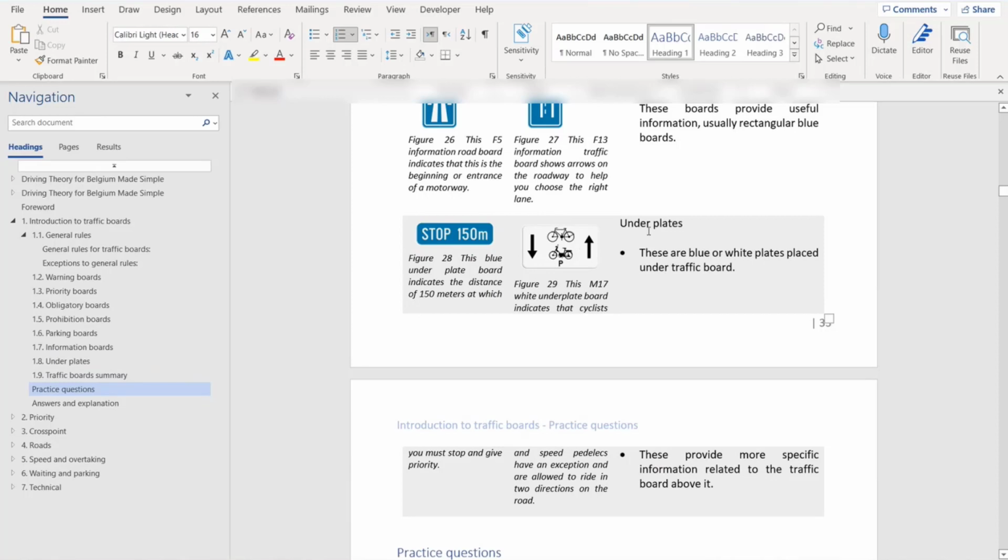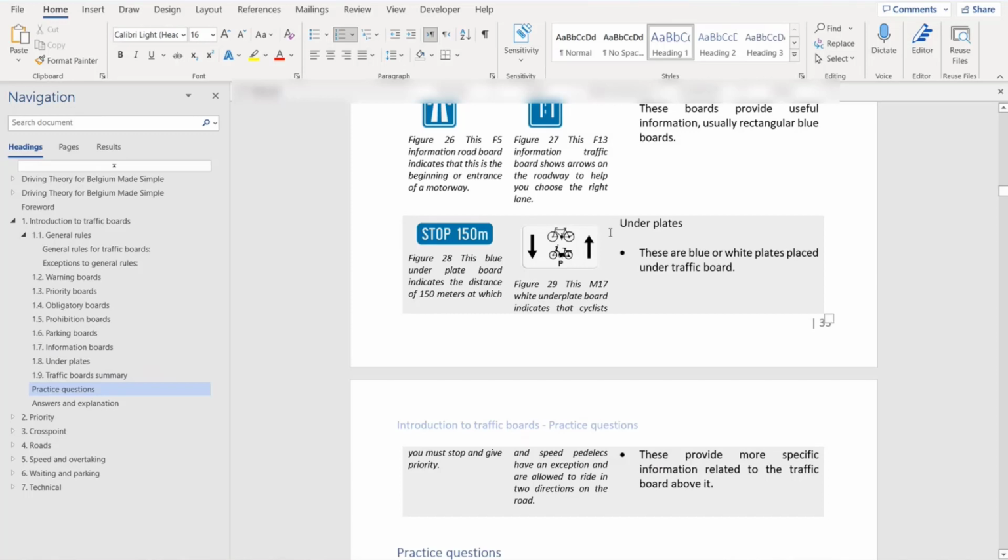Stop board, then next are underplates. These are blue or white plates placed under the traffic boards. These provide more specific information related to the traffic board above it. So here there is a stop underplate which says that at 150 meters you must stop and give priority to the other vehicles. And this is a white plate which indicates that bicycles and speed pedelecs are allowed on this road to move in both directions. So this completes our lesson.